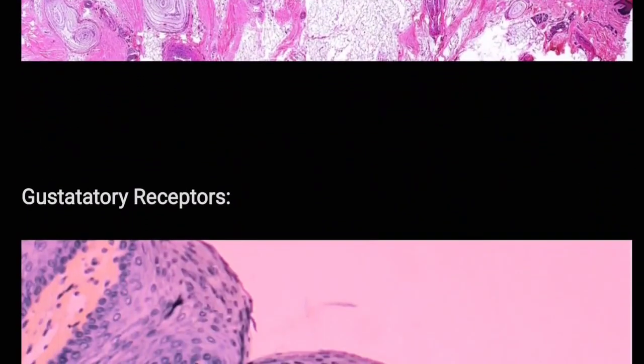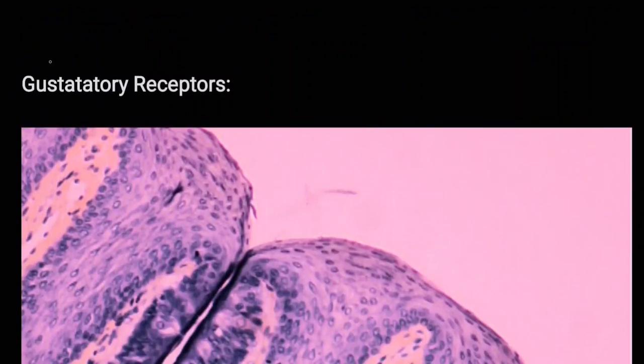Next up, we have our gustatory receptors, our taste receptors. These are things that we will find in the region of the tongue.